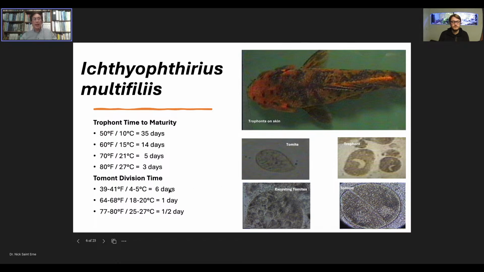Now we look at how long the tomont stage takes. Again, in a koi pond at maybe 40 to 50 degrees, it's going to take 5, 6, 7 days for this stage to occur where it's reproducing. In an aquarium at maybe 70 to 80 degrees, we're looking at 6 hours to a day or so. So that's not so long. And then it's going to release these tomites. Once it releases the tomites, that's the period you can treat it.